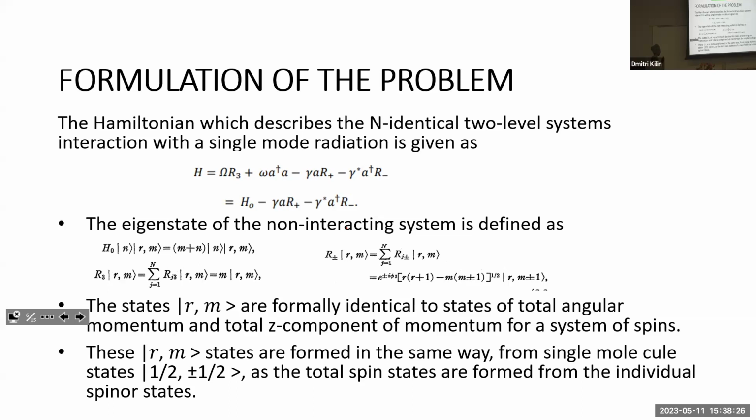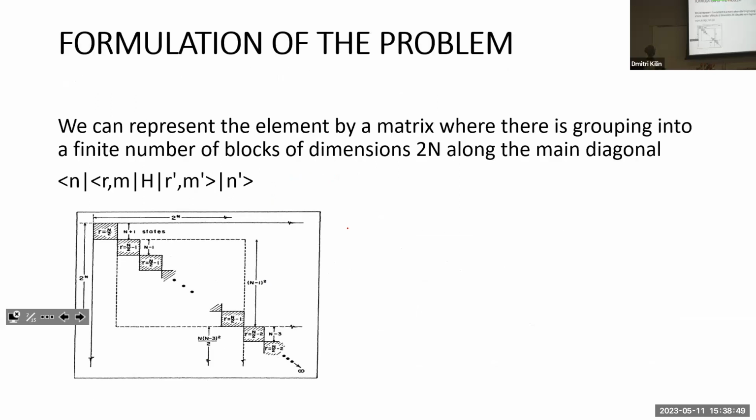Okay, thank you. So this is what I explained, that these states here are formally identical to the states that we have for the total angular momentum and the total z component of momentum for a system of spin. And the R M states are formed in the same way from single molecule states, spin up, spin down.